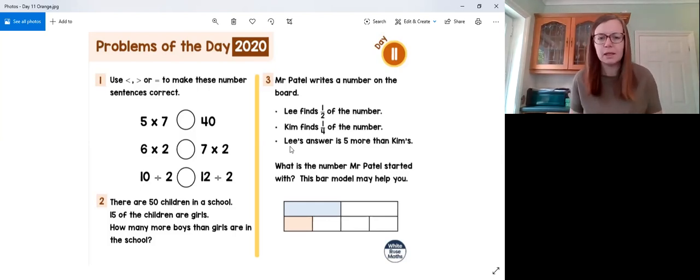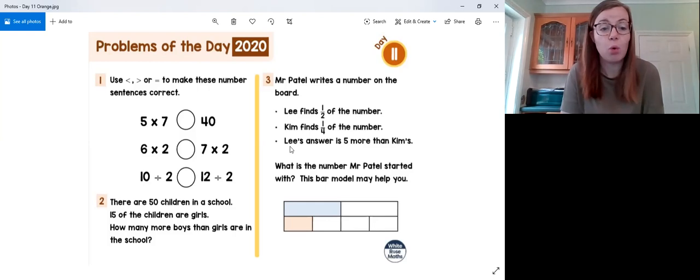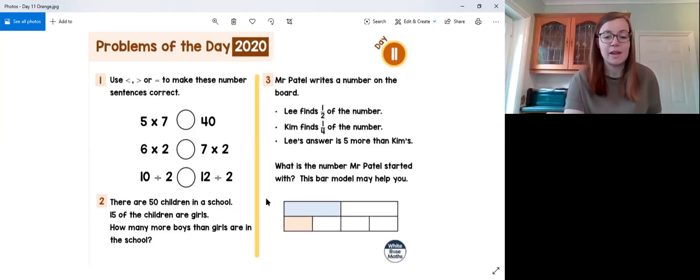So Mr. Patel writes a number on the board. Lee finds half of the number. Kim finds a quarter of the number. And Lee's answer is 5 more than Kim's. What is the number that Mr. Patel started with? This bar model may help you. So they don't give you clues for no reason. I'm going to copy out their bar model. And then we're going to think about how we can label it with the information we were given in the question.